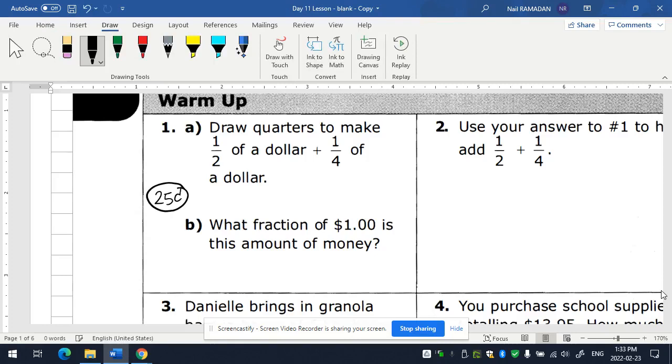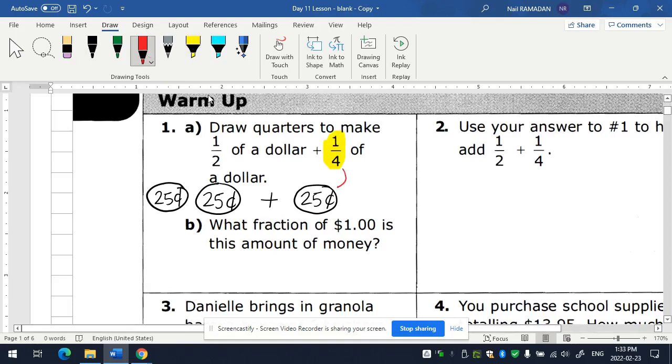25 cents and another 25 cents. That would make up the half, plus another 25 cents. That would make up the fourth. Okay, so I want you to sketch and then highlight this one or circle it and point here, and then highlight this one and point, I guess, here and here. That's it. Easy as pie.